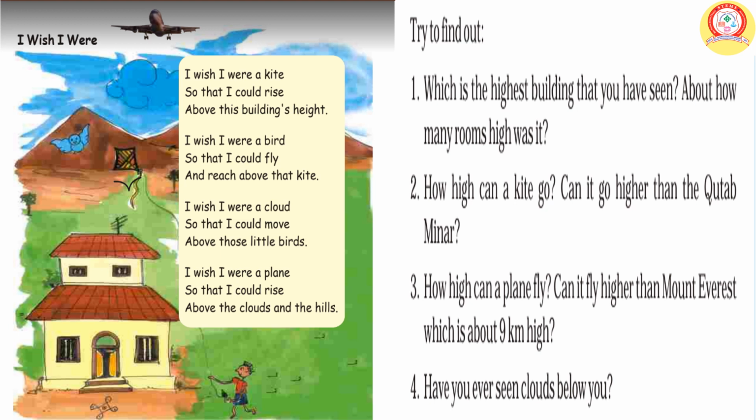Now, children, let's move to the next activity. Try to find out. In the first activity, first question is, which is the highest building that you have seen? About how many rooms high was it? So Qutub Minar is the highest building that I have seen. It is about 26 rooms high. Okay children, now let's move to the second question.